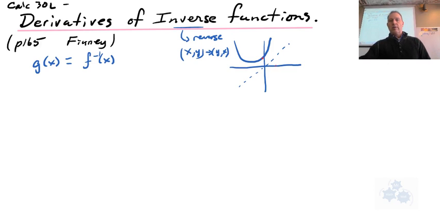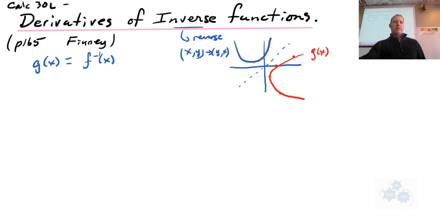And so this point would go over here. This point would go over here. This point over here, and this point way over here. So what we'd end up having is this parabola would turn into a parabola that goes sideways like that. It's reflected about that line. All right. So this now is g of x. Got it? That's g of x.